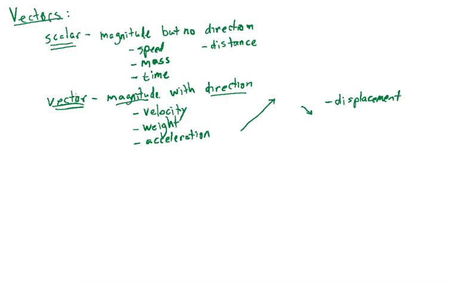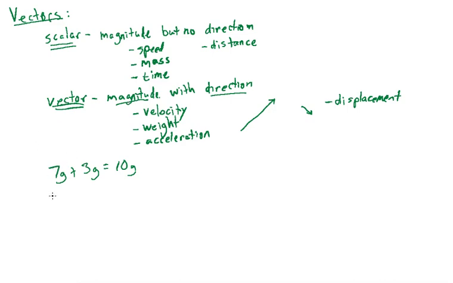A vector has a magnitude and a direction, not just a magnitude like up here. One of the big things we can do with vectors is add them. If you're adding scalars, it's really easy: 7 grams plus 3 grams is 10 grams. But if you're adding vectors, that's not necessarily the case.